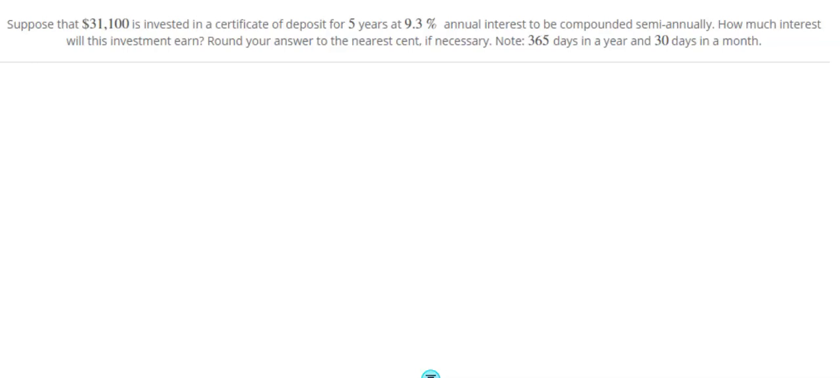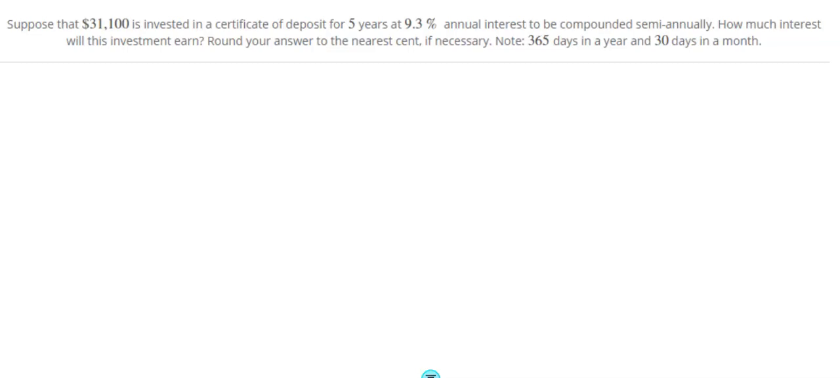We have another compound interest problem. Suppose that $31,100 is invested in a certificate of deposit for 5 years at 9.3% annual interest to be compounded semi-annually. How much interest will this investment earn? Round your answer to the nearest cent.